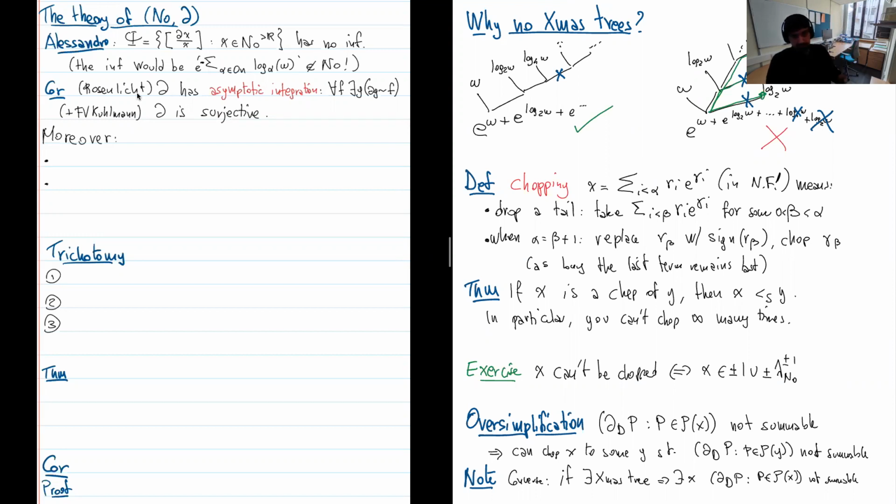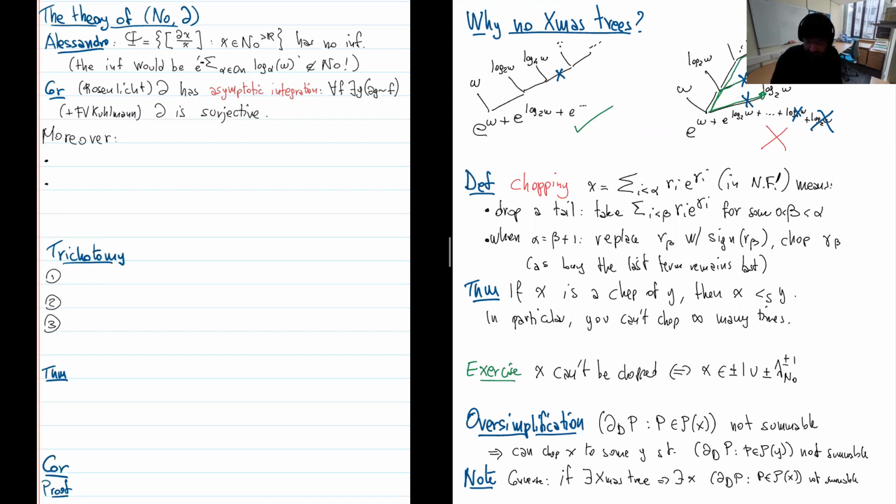Okay, and then because of results of Rosenlicht on Hardy fields, which you can take and apply straight away to H fields, like in this setting, this implies that this derivation has asymptotic integration. So for every f, there is a g whose derivative is asymptotic to f. So it's a good approximation of f. And if you couple this with an observation about how the surreals are a directed union of Hahn fields, this derivation is actually surjective.